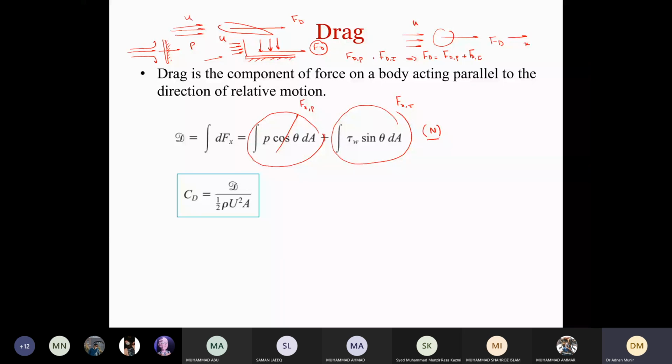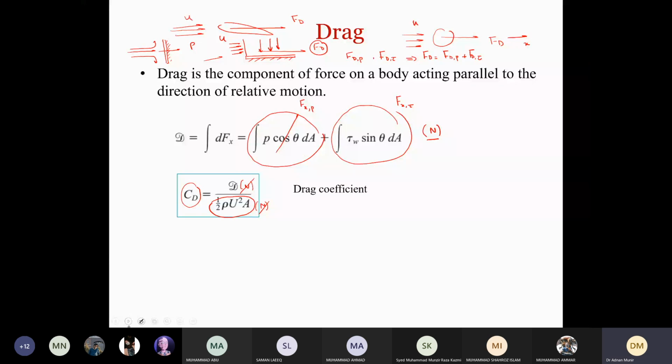In most of the cases, it is desirable to non-dimensionalize the drag force. So we non-dimensionalize the drag force by dividing it by half rho u square A, which is also called dynamic pressure force, which is related to kinetic energy, right? So now CD equals D, which is in newtons, divided by half rho u square A, which will also give you newtons. So this will cancel out, and this CD is called drag coefficient. So it is the non-dimensional form of drag force.